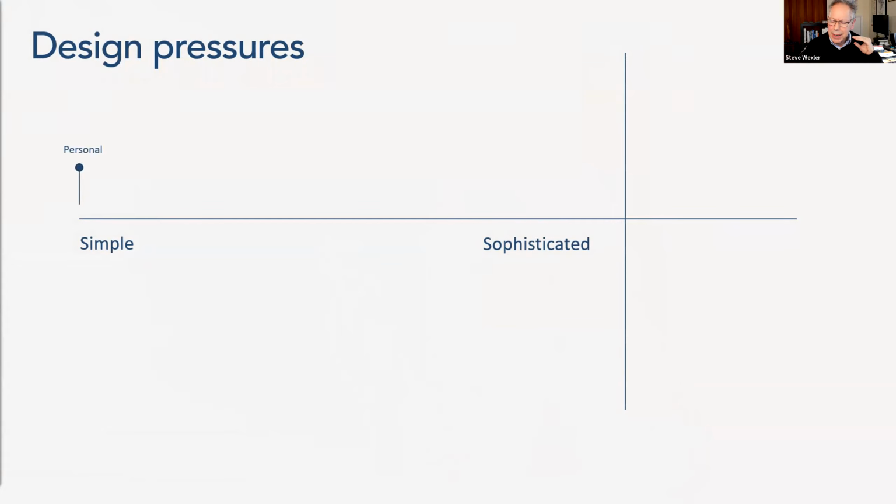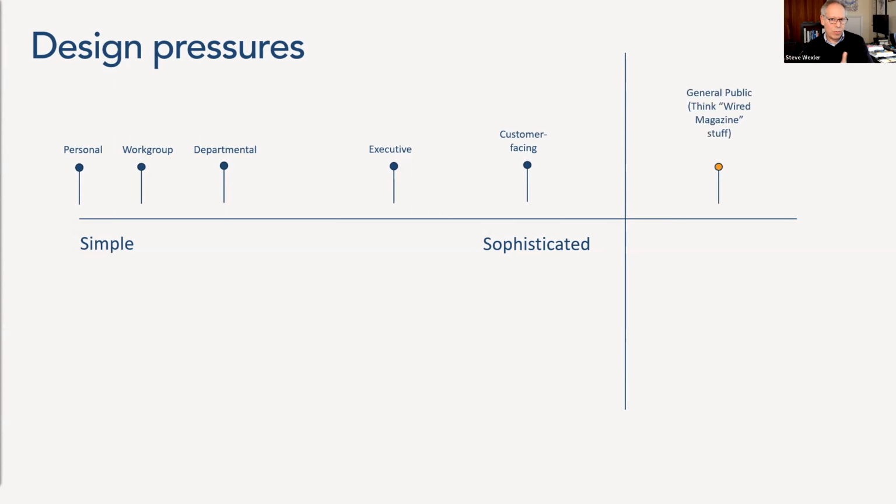If it's just for me, the design could be really simple. For a work group, it needs to be a little nicer, departmental. If this is something for a senior executive, it's got to have a certain polish and panache to it as well. And the hardest thing I work on is something that's customer facing. It is a reflection of the company. It's the brand. So if this is being embedded inside a product we're making, it has to look great. Then something for the general public, which is usually what an infographic is about.